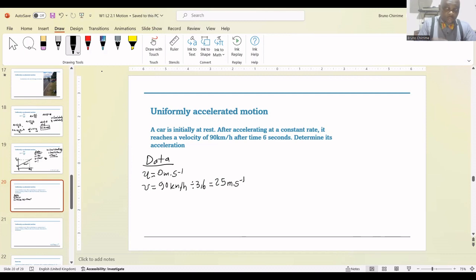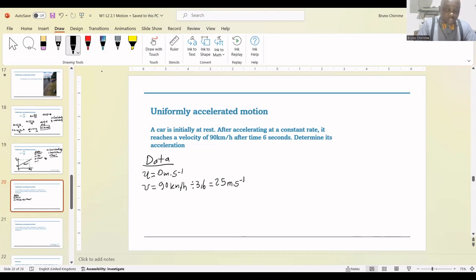90,000 meters, sorry. 90,000 meters. But then you divide the 90,000 meters by an hour, which is 60 seconds times 60 minutes. What does that give you? It gives you 3,600. So 90,000 meters divided by 3,600.